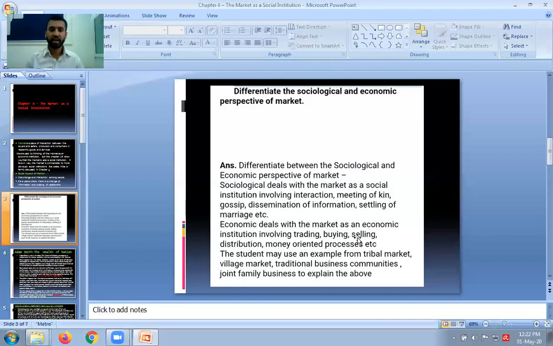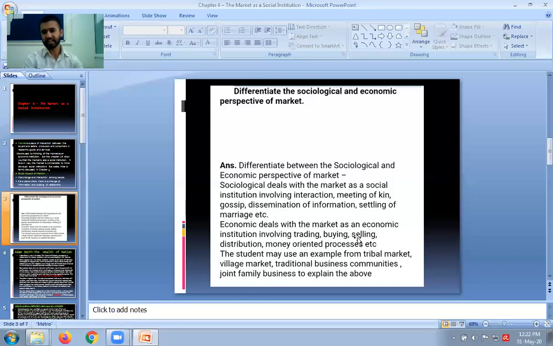And dissemination of information means spreading of information. Dissemination of information means transmitting of information. Dissemination of information means exchange of information, right? That also happens in a market.